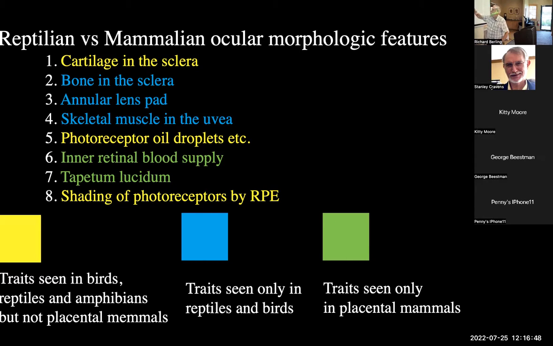And then shading of the photoreceptors. This is a feature that allows the photoreceptors, the cells in the retina that sense light, to avoid glare. If they have too much light coming in the eye, it allows them to avoid glare. Again, amphibians, reptiles, and birds all have that. The placental mammals do not. In the blue are features that we only see in the reptiles and birds.